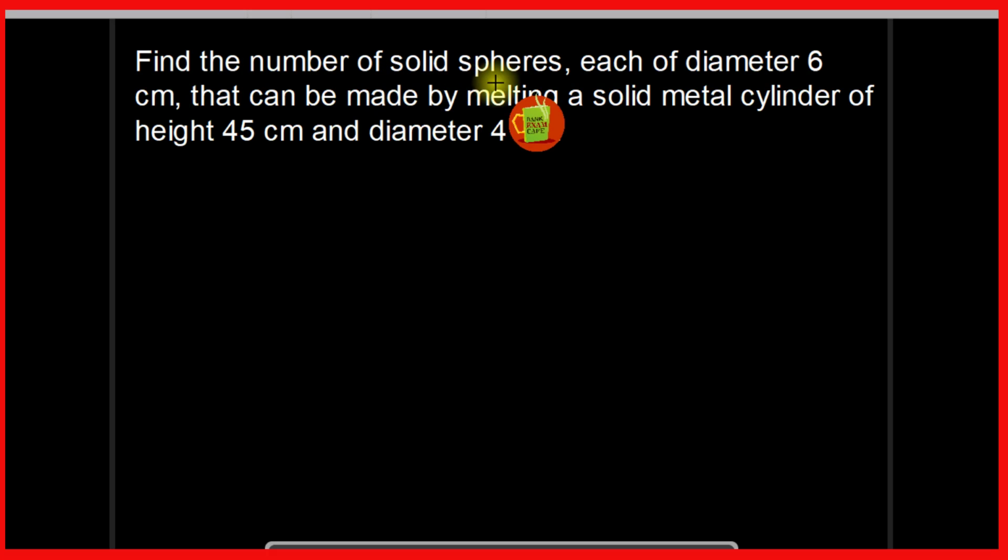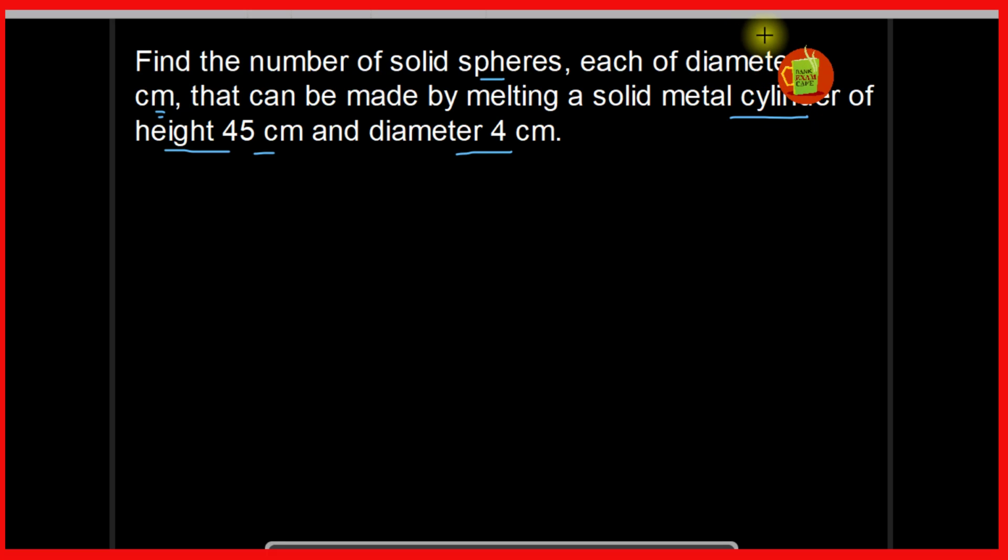The question is: find the number of solid spheres, each of diameter 6 cm, that can be made by melting a solid metal cylinder of height 45 cm and diameter 4 cm. Find the number of solid spheres. It means a metal cylinder is melted whose height is given as 45 cm and diameter is given as 4 cm, and it is melted to form solid spheres of diameter 6 cm.